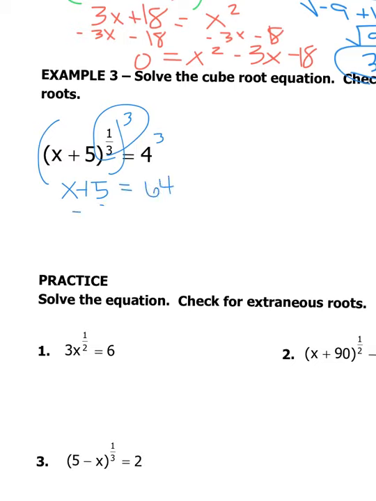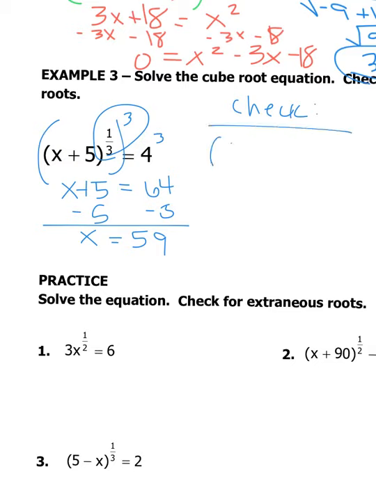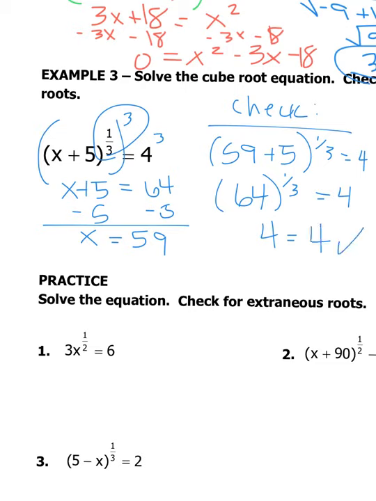And then this one's actually a pretty nice one. I'll just go through and get x by itself. And then 64 minus 5 gives me 59. Let's just do a quick check. Okay, so I have 59 plus 5 to the 1/3 power. Does that equal 4? 59 plus 5 gives me 64. If you take the cubed root of 64, you do get 4. So that one does check out.